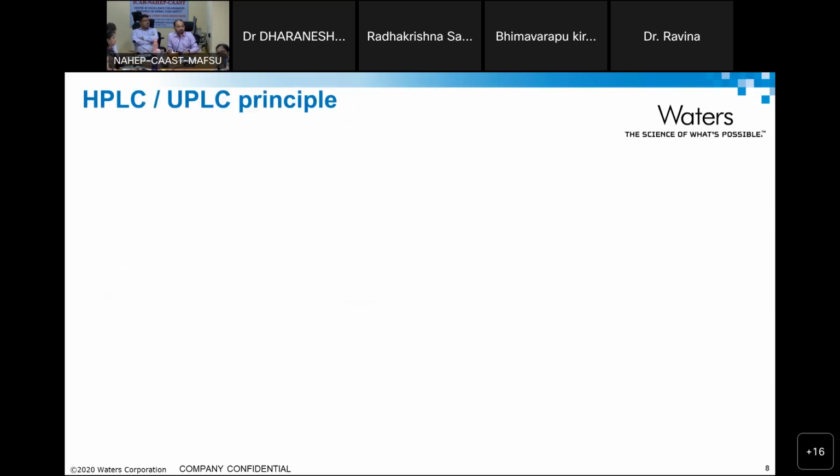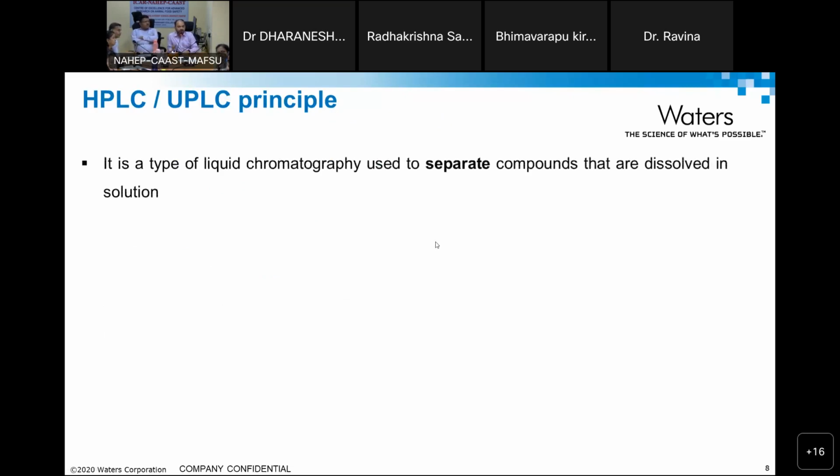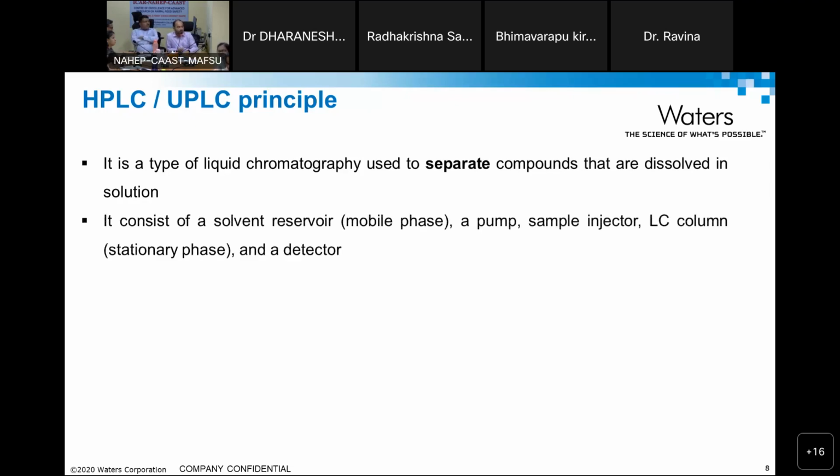Now, what is the basic principle of HPLC? It is a type of liquid chromatography which is used to separate compounds that are dissolved in solution. This is very important: the compound has to be fully dissolved in the solution. Then and only then can it be identified or quantified with the help of liquid chromatography. It consists of a solvent reservoir, often called the mobile phase, a pump, a sample injector, a liquid chromatographic column, often called the stationary phase, and a detector.